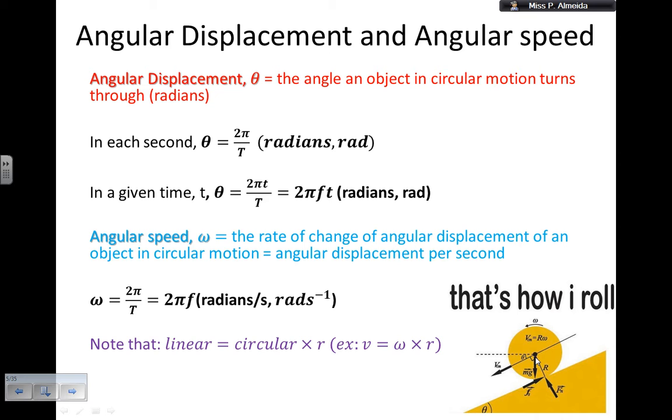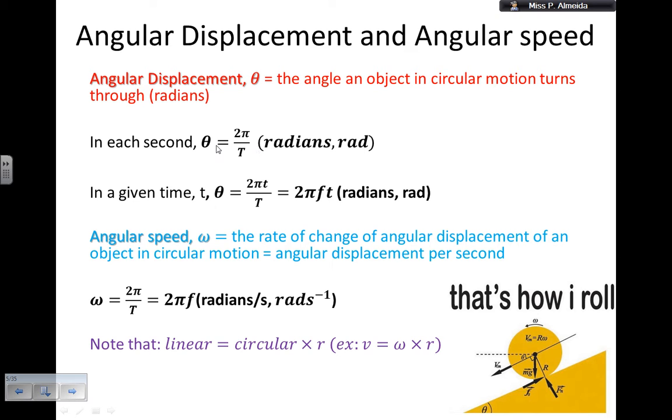So angular displacement is going to have the symbol theta, and is the angle that an object in a circular motion turns through, okay? And it comes in radians. So in each second, I am going to have the following angular displacement, which is 2 pi over T, the time for one rotation, in radians or rads, okay?